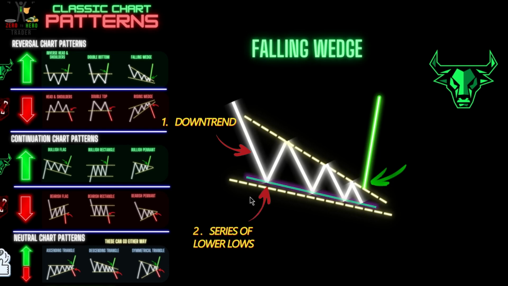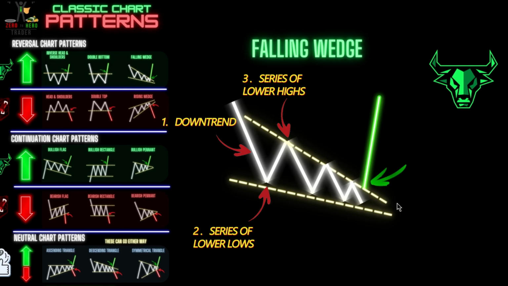All right, component number 2, it's going to be making a series of lower lows. And as it does this, we're going to be drawing in a trend line across those lower lows. Component number 3, it's going to be making a series of lower highs. And as those lower highs come in, I'm going to draw in a trend line to mark the tops of those lower highs.